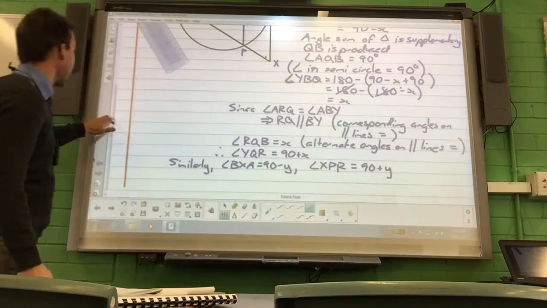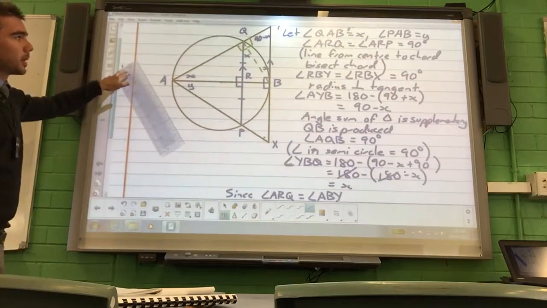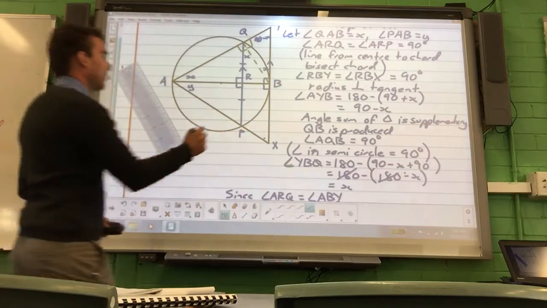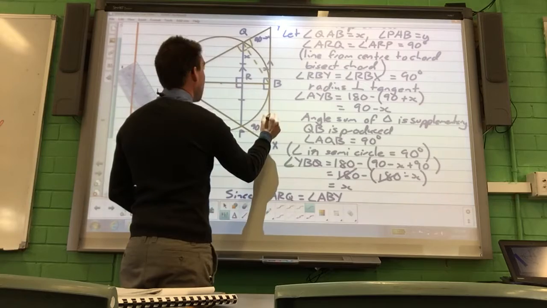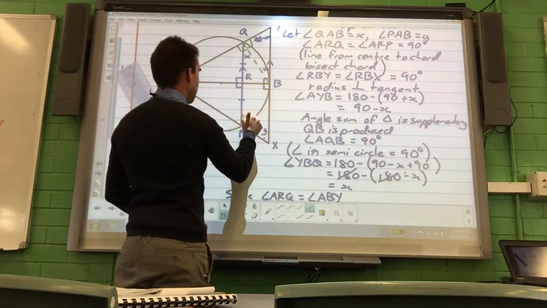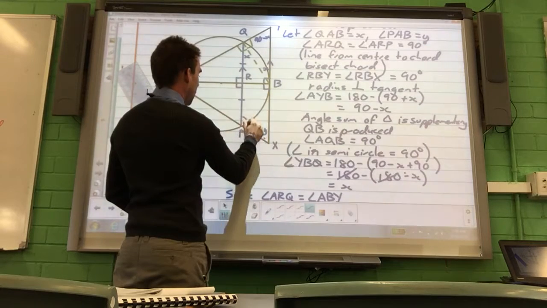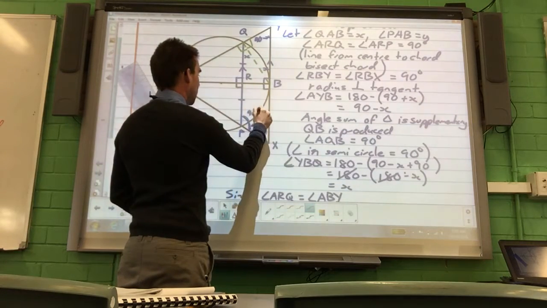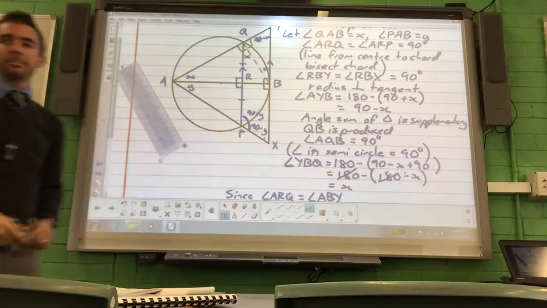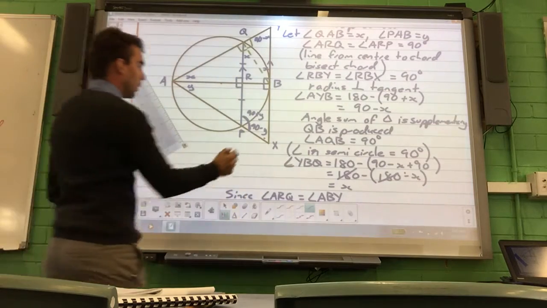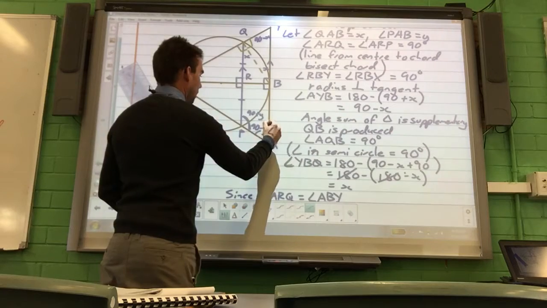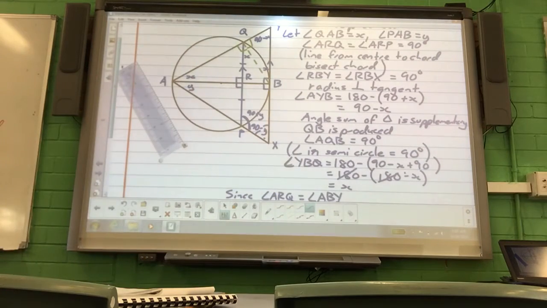Alright, because that'll be the same proof, pretty much all the way through. So 90 take away Y here. And this whole angle here, so we need to notate the arcs, is 90 plus Y. Okay, and this is why your diagrams need to be fairly big so you can label these things on it as you go.